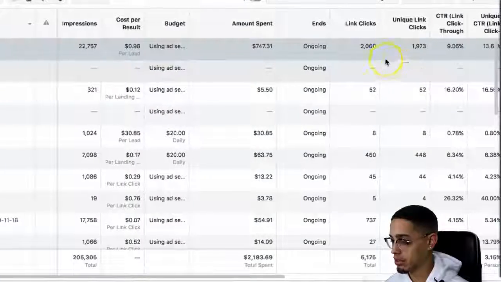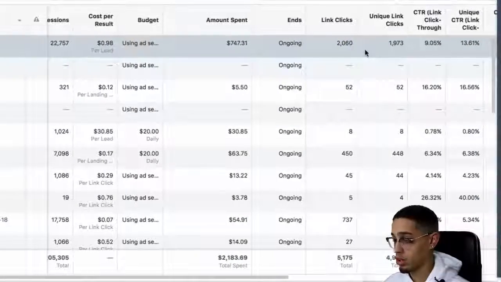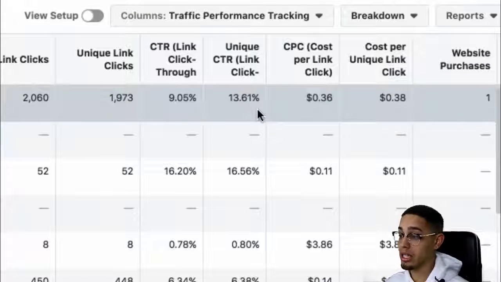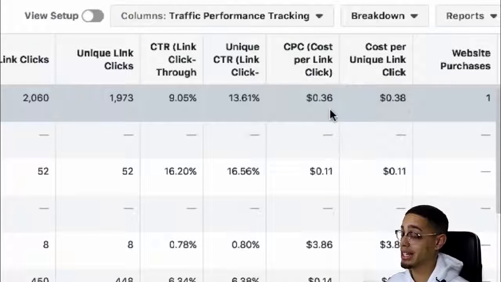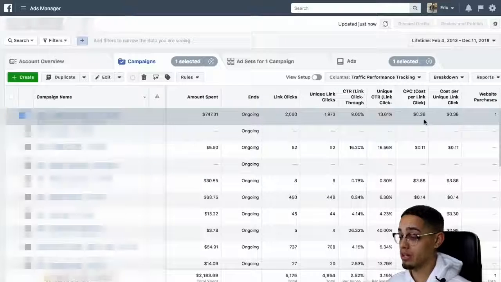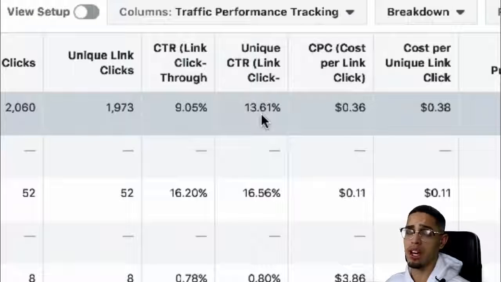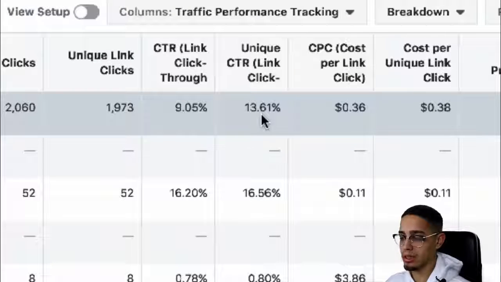Now, the number of clicks that I got is 2,060, and I'm literally getting charged 36 cents per click, which is pretty incredible. The reason behind that is a couple of factors and variables, and I'm going to show you why. The reason my clicks and leads are so cheap is because my click-through rate is 13.61%. What that means is out of 100 people, about 13 decide to click through to my ad, to my funnel.